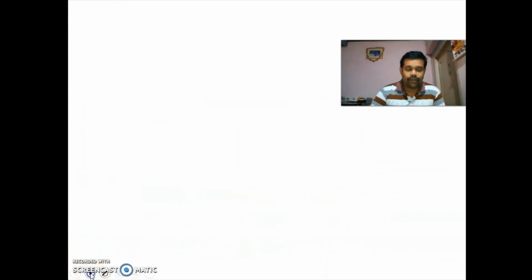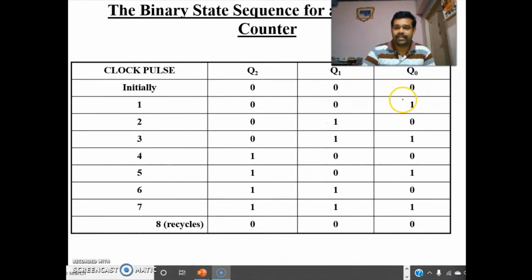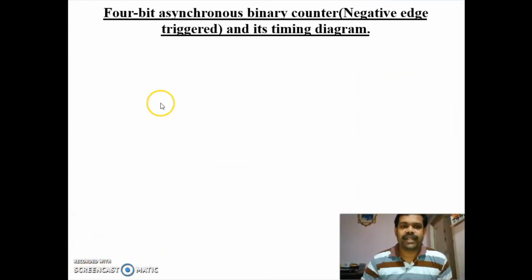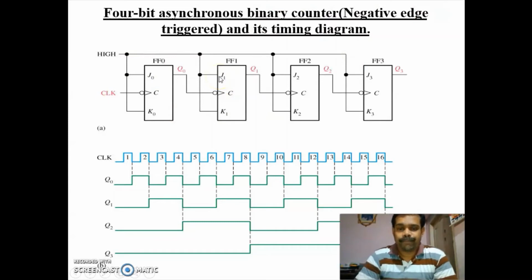Now this is a sequence. So 0 to 7. Then again it will repeat. Next we are going to see 4-bit asynchronous binary counter with negative edge triggered flip flop. Till now we have studied positive edge triggered. Now we are going to see the negative edge triggered.